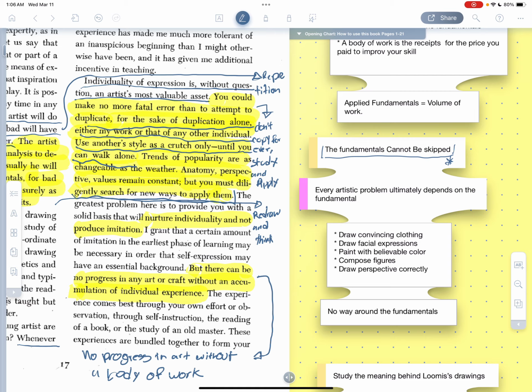Every artistic problem ultimately depends on fundamentals: drawing convincing clothing, drawing facial expressions, painting believable colors, composing figures, drawing perspective correctly. No way around the fundamentals.